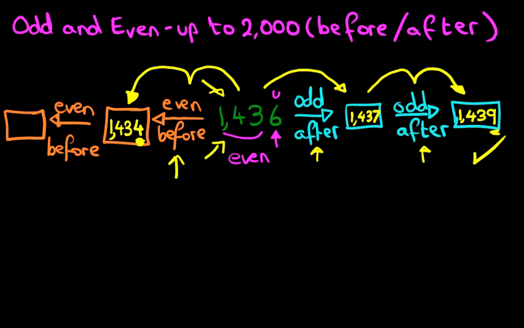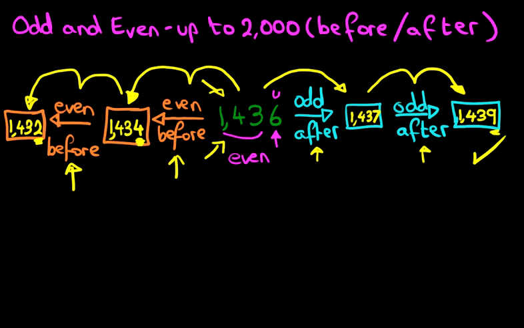1434. And the even number before this one, the second part of the question, again, we go 1, 2. So count back in twos. This time we have 1432. And notice the 2 over there. And it really is as simple as that.